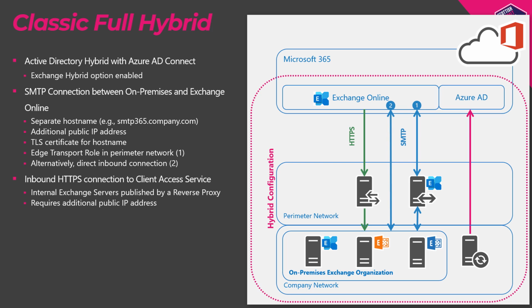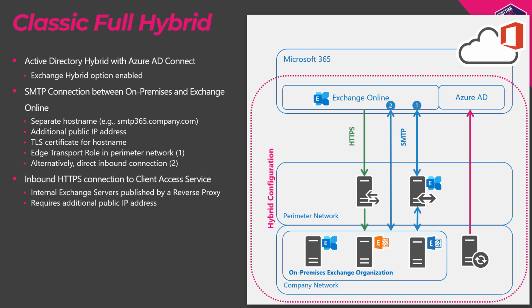But what about HTTPS? So incoming connection from Exchange Online to your Exchange servers. In this case, you would utilize your reverse proxy servers that you already have in your perimeter network, which might expose some sort of a challenge for companies who at this point do not have exposed their internal Exchange servers to the internet. But this is definitely a requirement when you do want to use classic full hybrid.